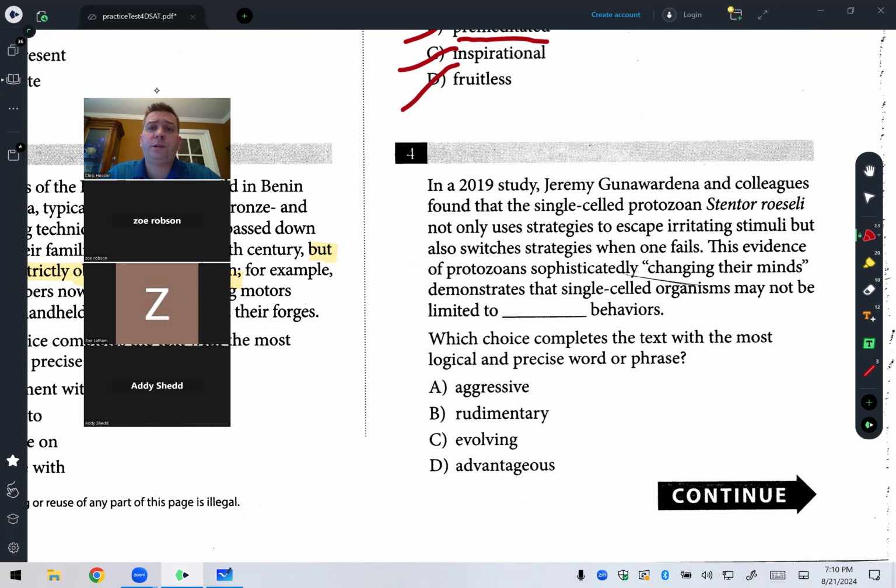So in a 2019 study, Jeremy Gunawardena and colleagues found that the single-celled protozoan Stentor roselli not only uses strategies to escape irritating stimuli, but also switches strategies when one fails. This evidence of protozoans sophistically changing their minds demonstrates that single-celled organisms may not be limited to blank behaviors. Okay, so we could try reading the words back into the sentence.